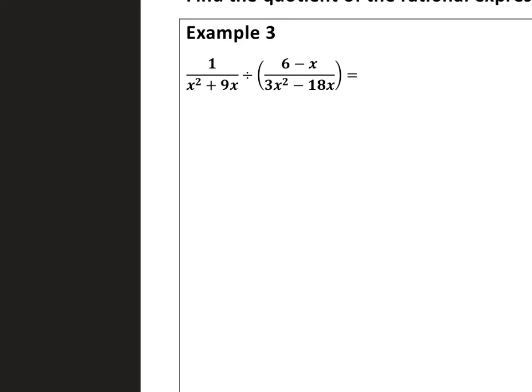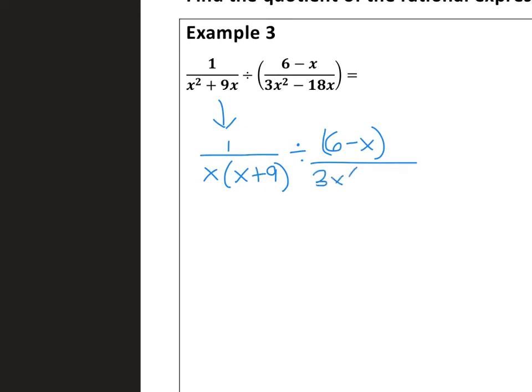I'm going to start out with simplifying this first one. I can see in the denominator an x can be factored out. So I'll have x plus 9 here. And I'm going to go ahead and keep division for a moment until we can simplify this out. The numerator, I have 6 minus x. And in this denominator, I can factor out a 3x. And that would leave me x minus 6 left.